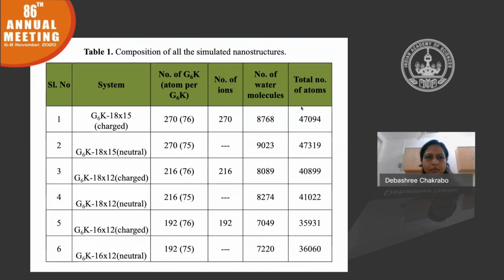And we simulated charged and neutral compositions. What I mean by charged is we protonated that lysine unit, so it becomes N+. And to neutralize that unit, we have put some chloride ions. That's the number of ions, which is chloride. And that's how we simulated the system.